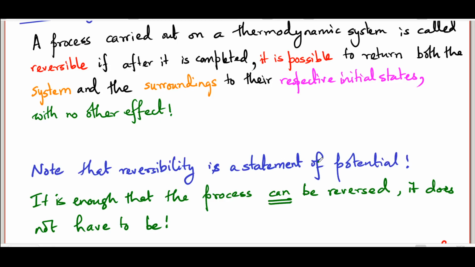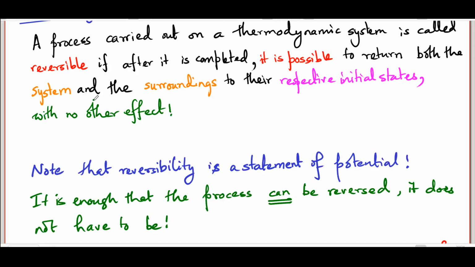Now, what is very important is a system can always be returned back to its initial state. In fact, that happens in every engine, or rather, in every cyclic process. At the end of the cycle, the system is back in its initial state. That's exactly what a cyclic process means. However, a cyclic process may be reversible or may not be reversible.